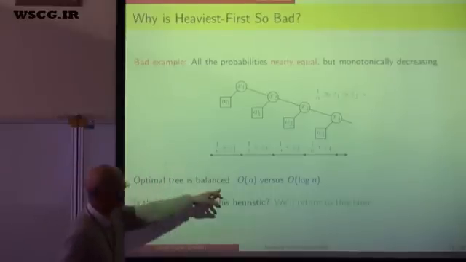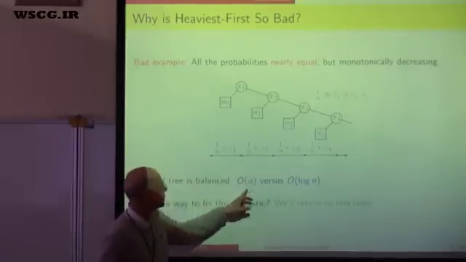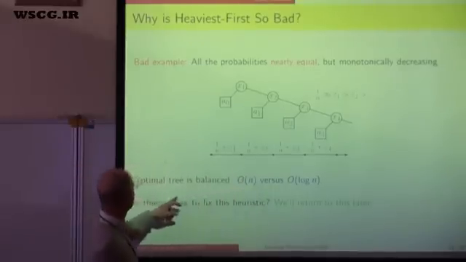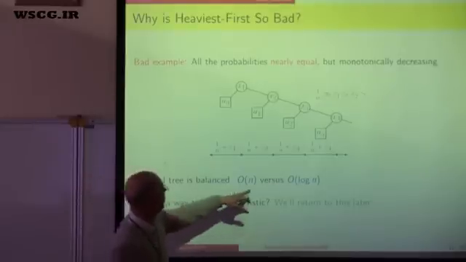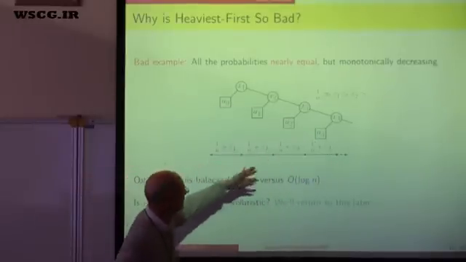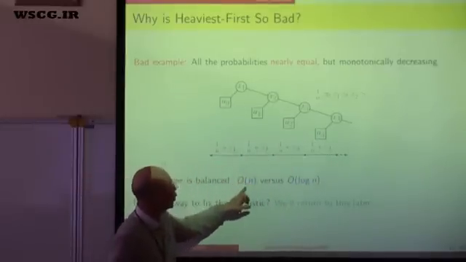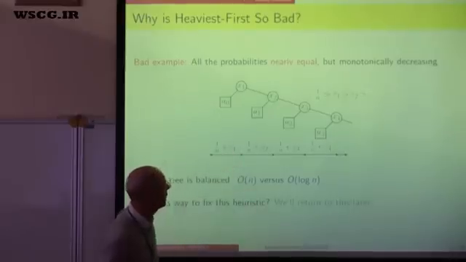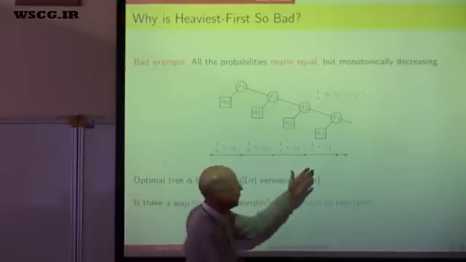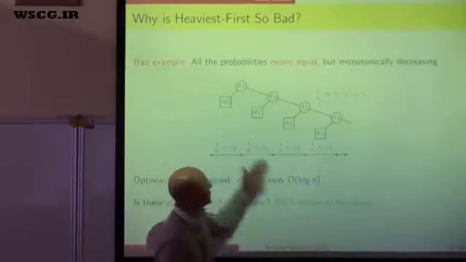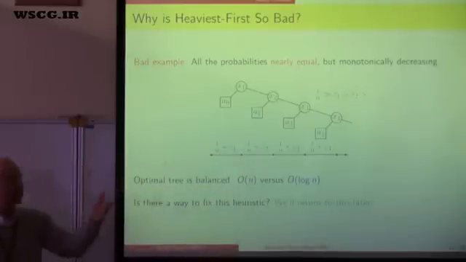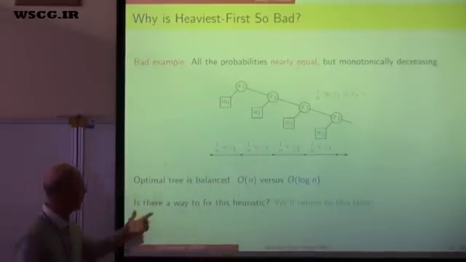So the search time for this tree is going to be, this is going to be the most unbalanced tree. The search time for this guy is going to be O of n, not log n. And you can see why. For half of the searches, you're going to have to descend at least halfway down the tree. So this is going to be bad.